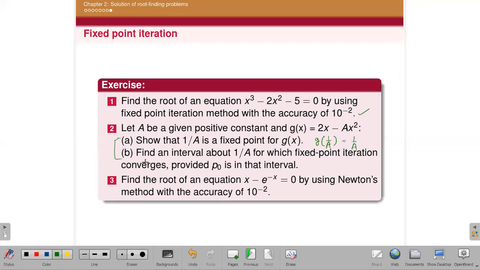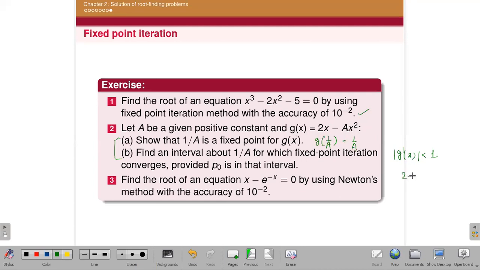And in the second part, find an interval about 1 by a for which fixed point iteration converges, provided P naught is in that interval. Means you have to find the interval about 1 by a for which fixed point iteration converges. Fixed point iteration converges when this g of x is appropriate. So let us take that third condition only: the derivative of g should be less than 1.